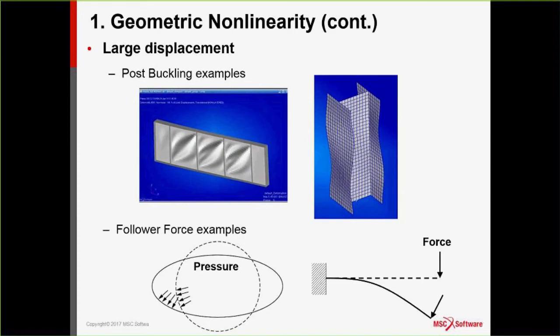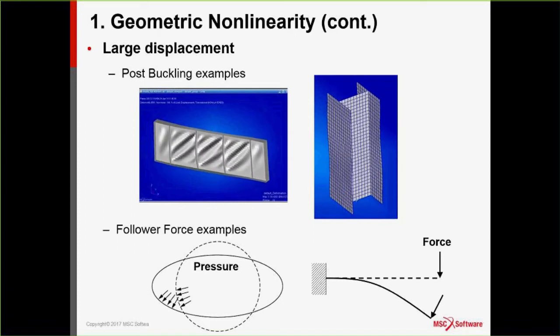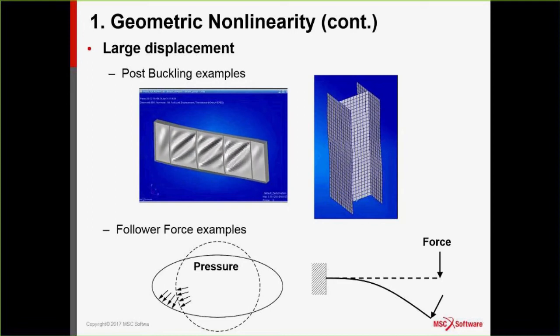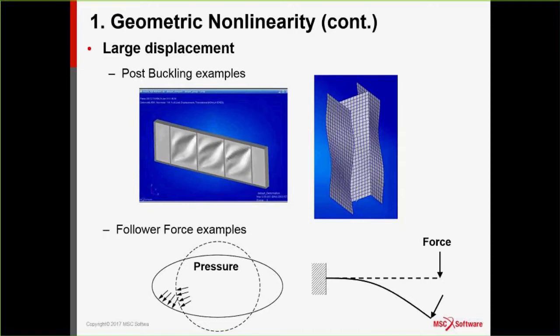Just one more example of geometric nonlinearity is follower force. For example, you have a pressure vessel. When you load it up, the pressure follows the deformation. Or in this example of a single force at the tip of the beam, if the force follows the tip deformation, then it's called a follower force. So these are examples of geometric nonlinearity.